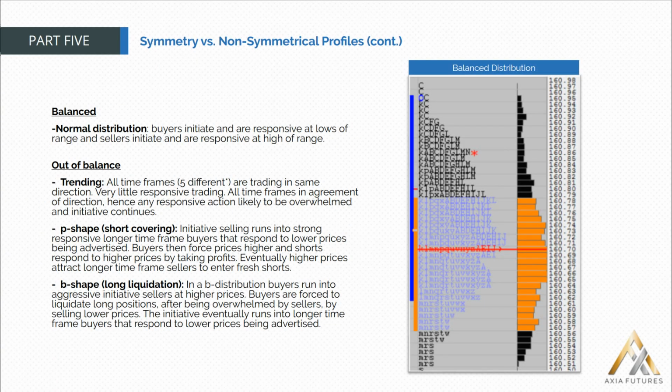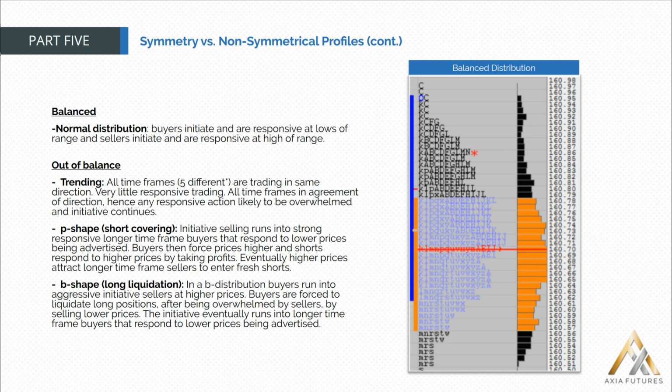Let's continue our discussion now of non-symmetrical and symmetrical profiles. As you can see in the example provided, we have a very balanced distribution. Now remember what we said. A normal distribution is where buyers initiate and are responsive at lows of the range, and sellers initiate and are responsive at the high of the range. So by this very token, when the market is distributing, we can see that the odds are very evenly split as to whether we go up or down.